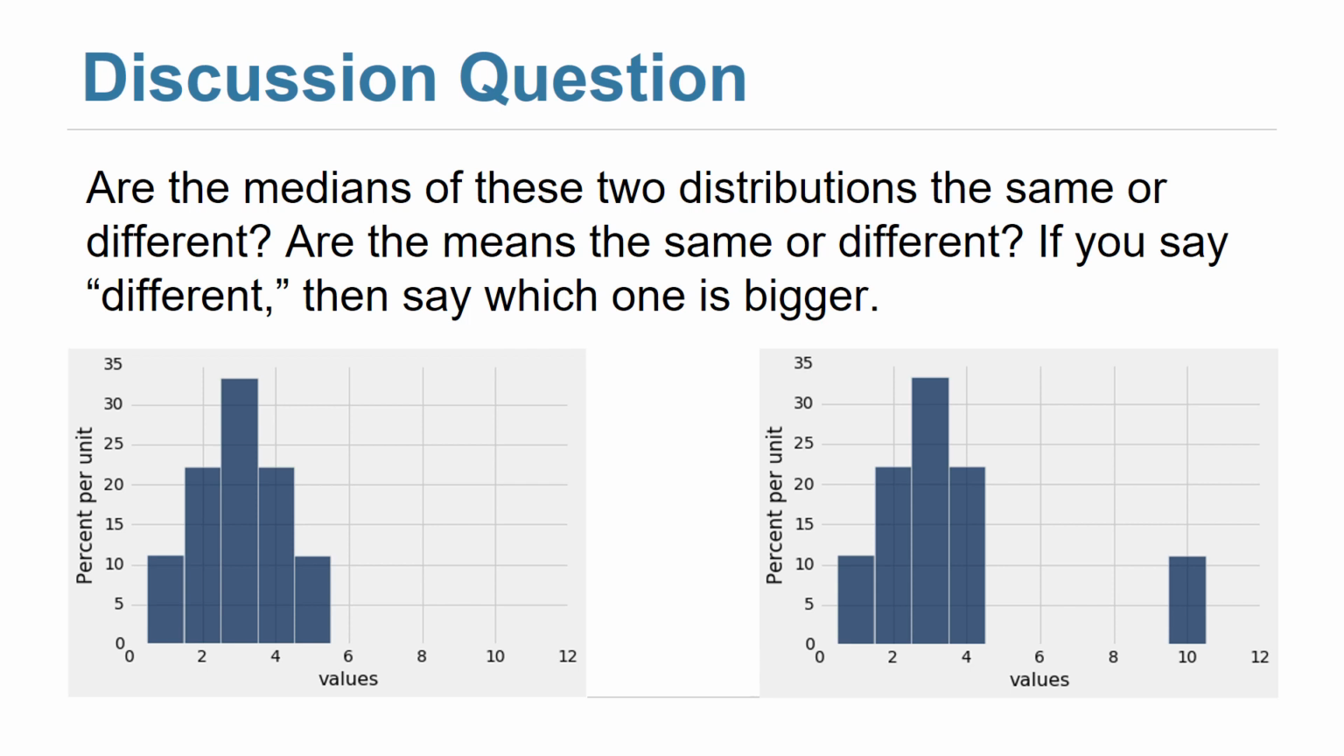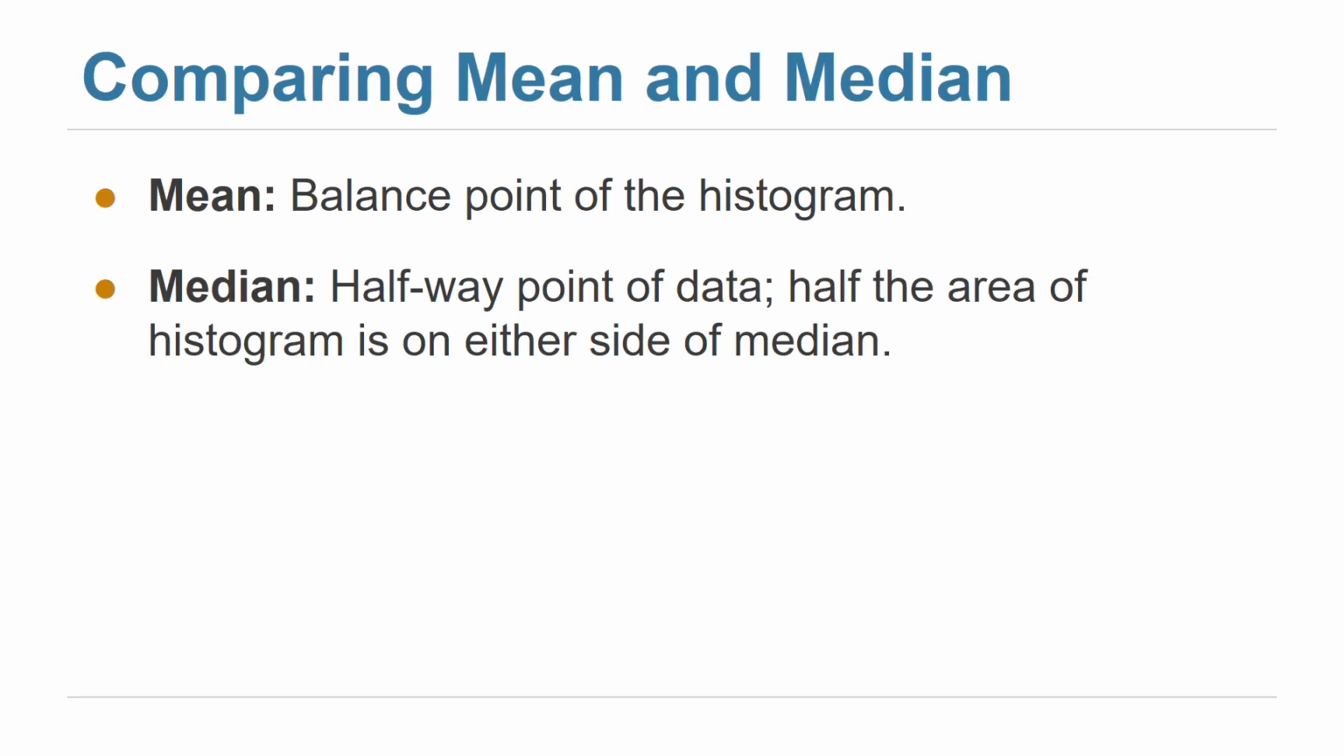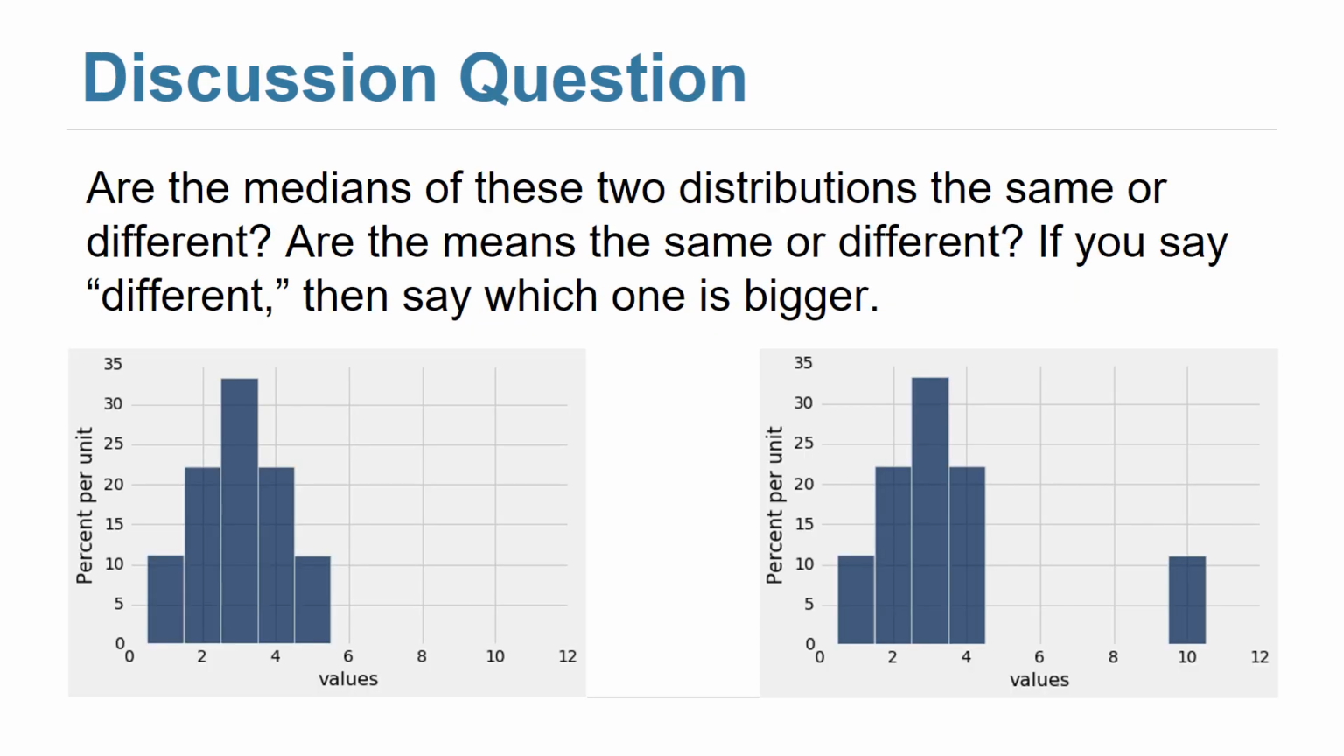So let's compare the median and the mean. The mean is the balance point of the histogram, but the median is the halfway point of the data, so that half of the area of the histogram is on either side of the median. If you think about the areas of the bars in the histogram, the median is the halfway point where the areas of the bars are equal on both sides.